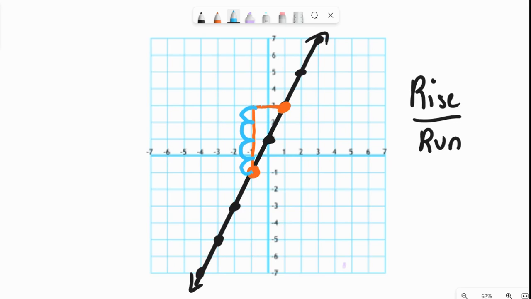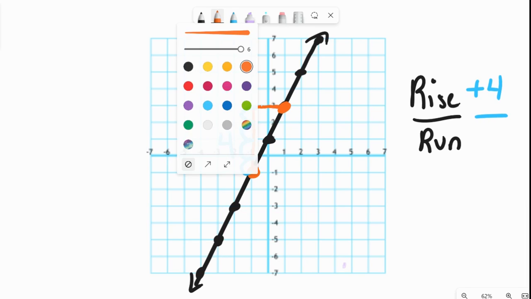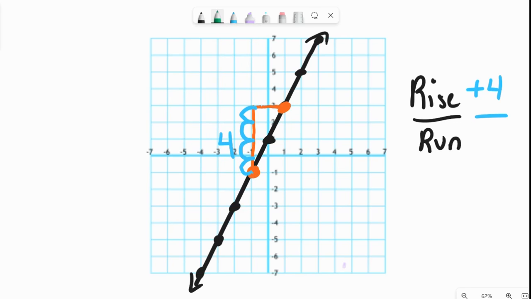So in this case, it goes up 4 to get to the next point. So I'm going to put that as a positive 4. Let's change this color. And my run is going to the right too. Notice the numbers are getting bigger, so it's going to be a positive 2. And I could simplify that 4 over 2 to 2.